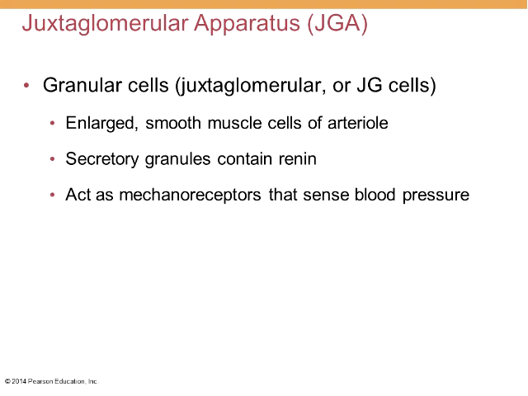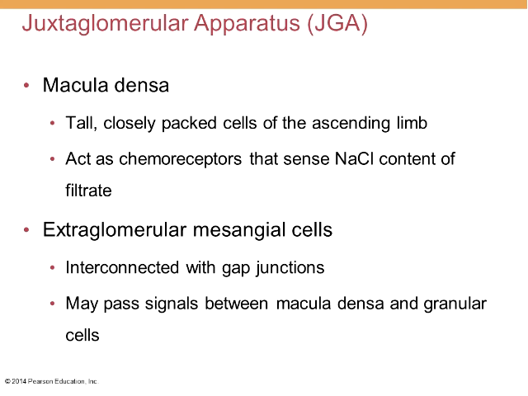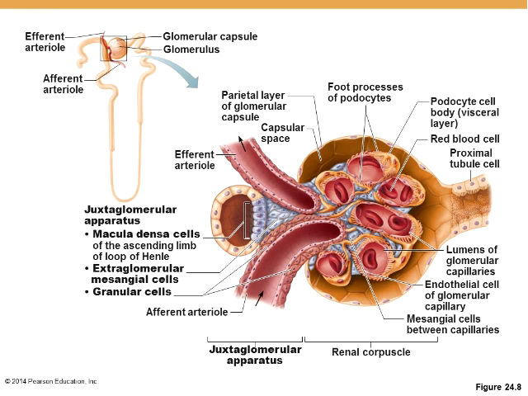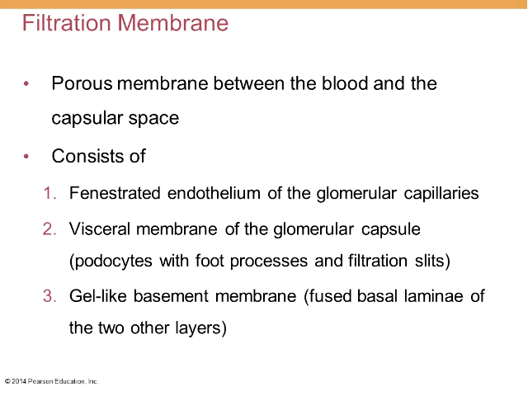So let's go back and just review this a bit. There's those granular cells. They're large, smooth cells along the arteriole. They have the secretory granules, and that's where our renin comes from. The macula densa that I pointed to is a closely packed set of cells in the ascending limb, and it acts as chemoreceptors that sense sodium chloride, salt, content in the filtrate. The extraglomerular mesangial cells are interconnected with gap junctions. They may pass signals between the macula densa and the granular cells. So that apparatus helps us manage this process of controlling pressures as well as controlling how our filtration occurs. So you can see that mechanism.